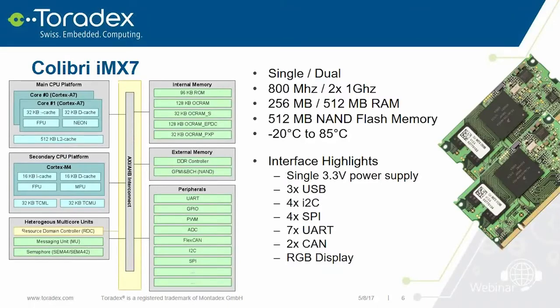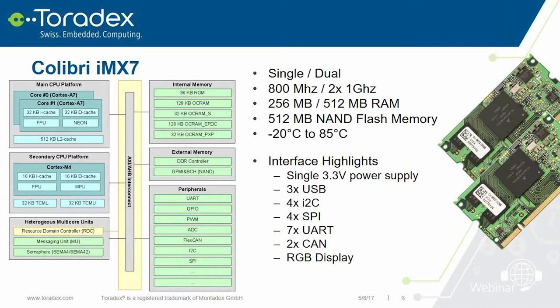Now, let's talk a little bit about the computer module we are going to use today. The Toradex Colibri i.MX 7 is based on the NXP i.MX 7 processor. We have two versions: one single core with a Cortex-A7 at 800 megahertz, and another, dual core, with a Cortex-A7 at 1 gigahertz each. All the models come with RAM and flash. The Colibri i.MX 7 single core comes with 256 megabytes of RAM, and the dual core comes with 512 megabytes. Both versions have NAND flash memory with 512 megabytes.